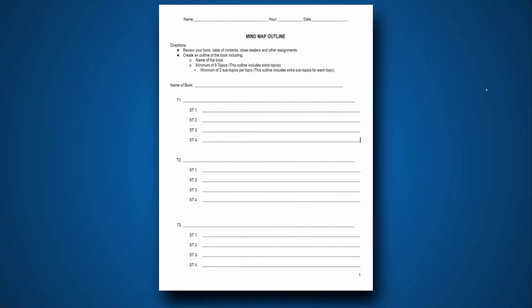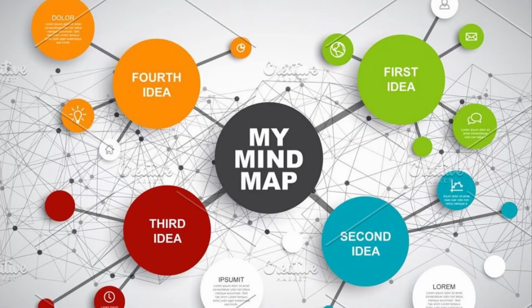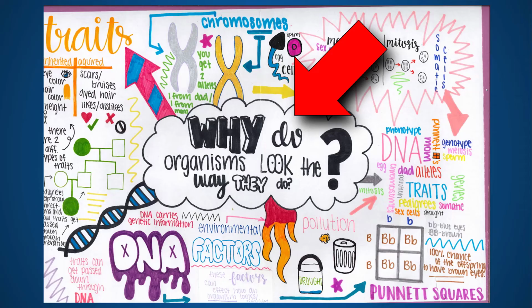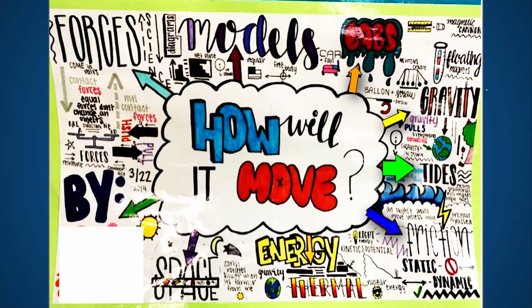Now that you've finished your outline, it's time to create your mind map. A mind map is a visual representation of your outline. The title of the book should be in large letters in the center. The topics and subtopics should surround the title.